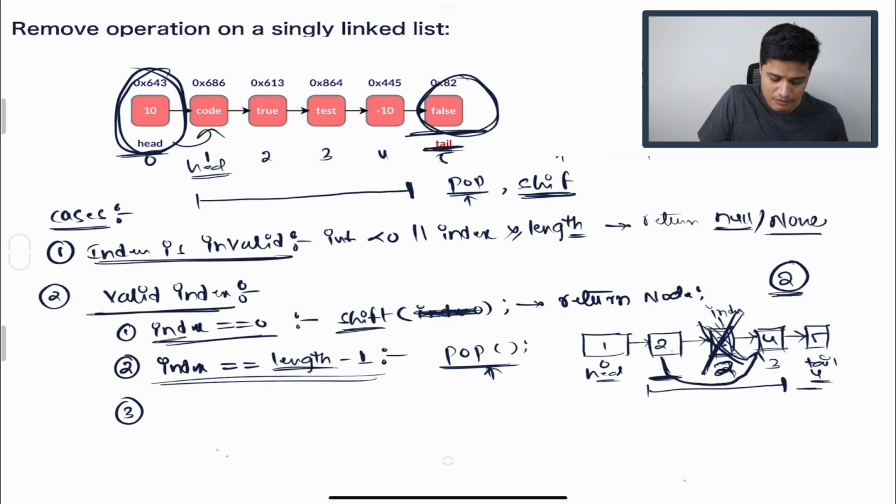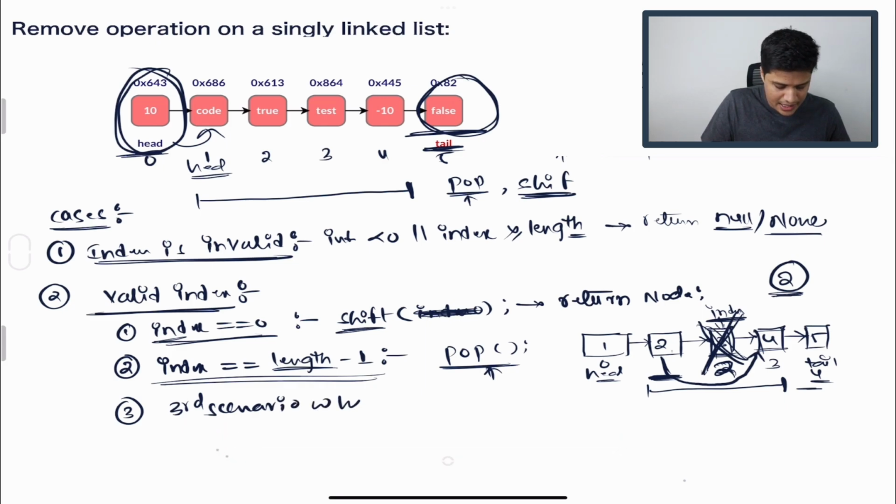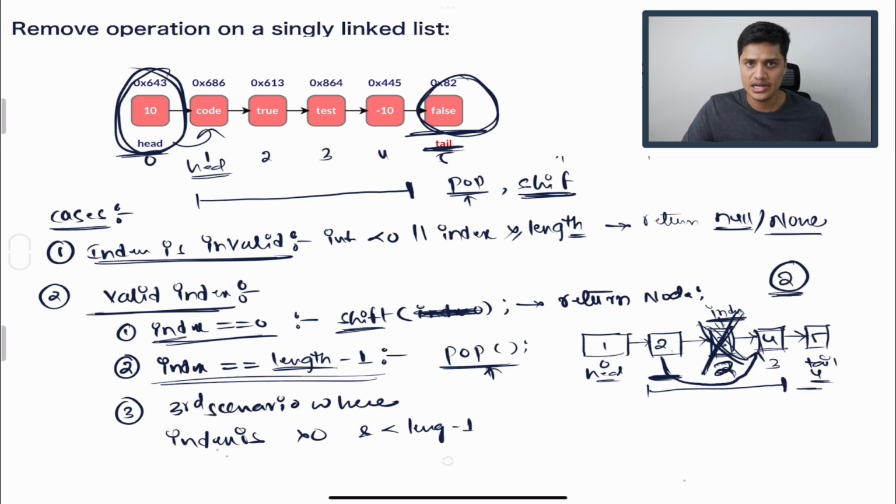What exactly we will do is, first we will go ahead and get the node that is at index minus 1 position, because in that node we have the reference of the node that is at the indexed position. So we will simply update that next variable with the next of the node that is at the indexed position. So that is the third scenario, where index is greater than 0 and less than the length of the singly linked list minus 1. That means the very last index that we have.